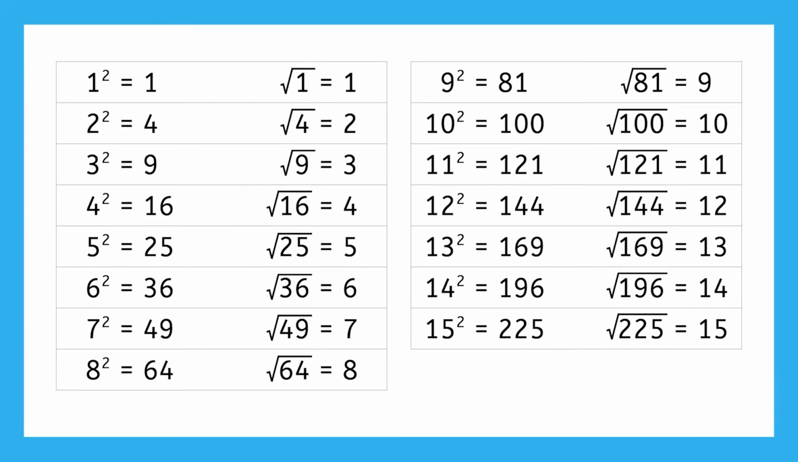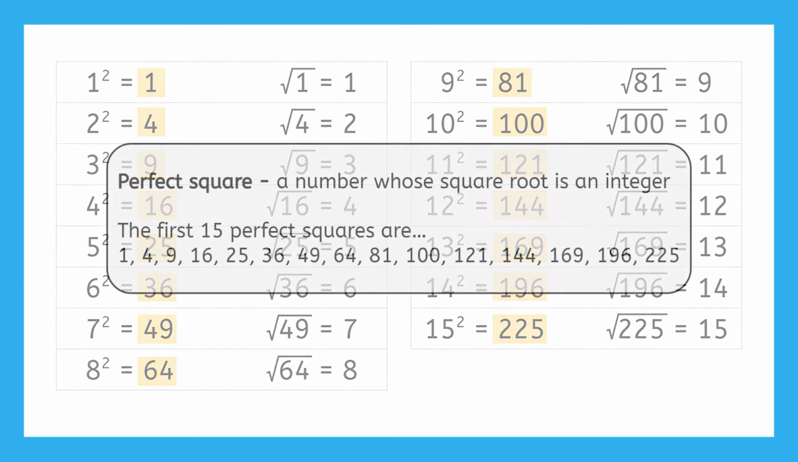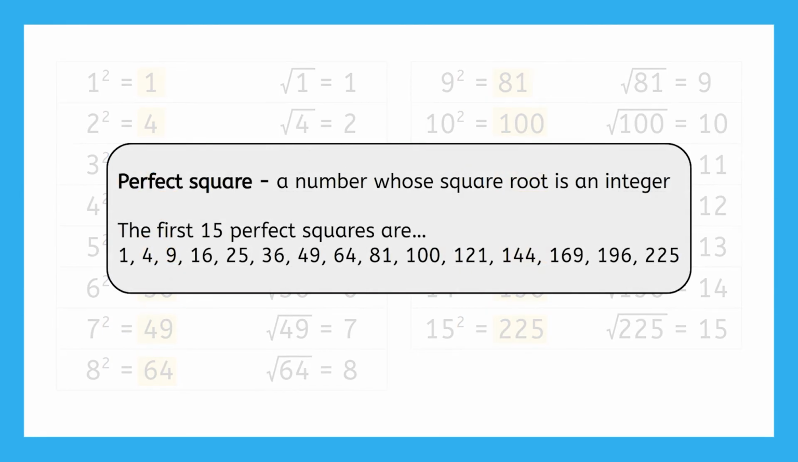Here's what your chart should look like. Take a moment to make sure your numbers match mine. These numbers are called perfect squares. A perfect square is a number whose square root is an integer.